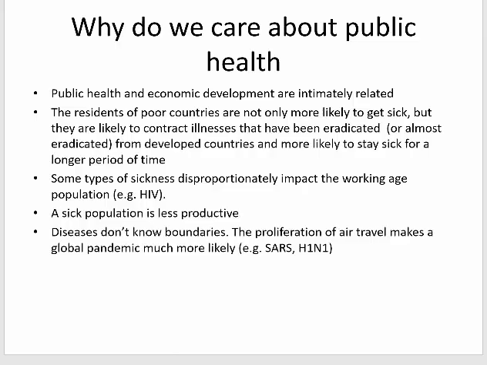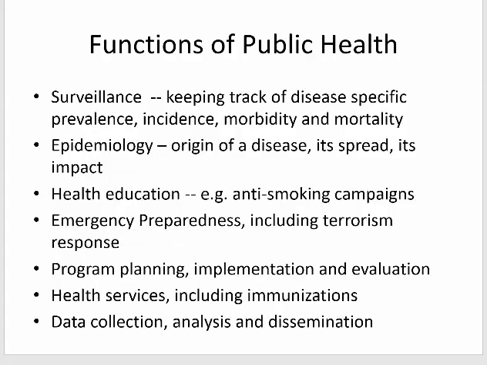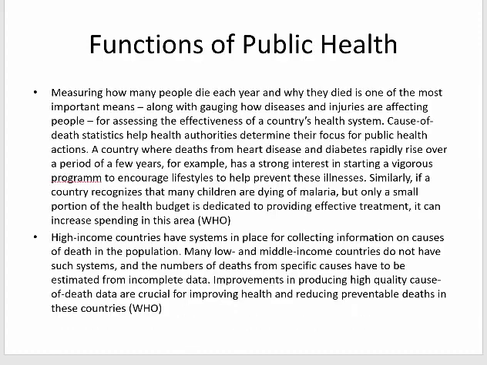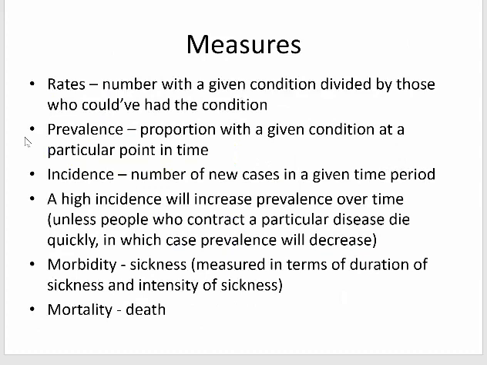So what are the functions of public health? Here I mentioned a list of them. Surveillance: keeping track of diseases, basically what is exactly going on and in what part of the world. Keep track of the incidence and prevalence of diseases. Incidence is the number of new cases in a given time period, and prevalence is the proportion with a given condition at a particular point in time.